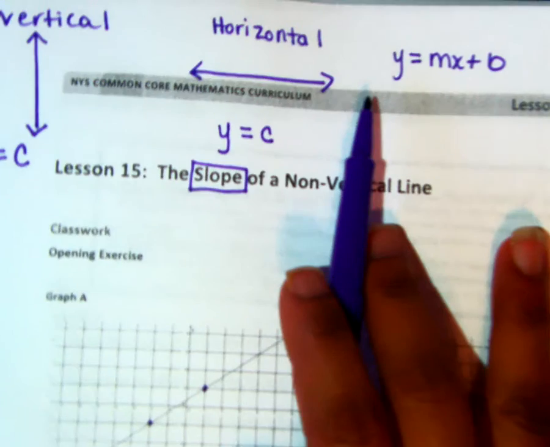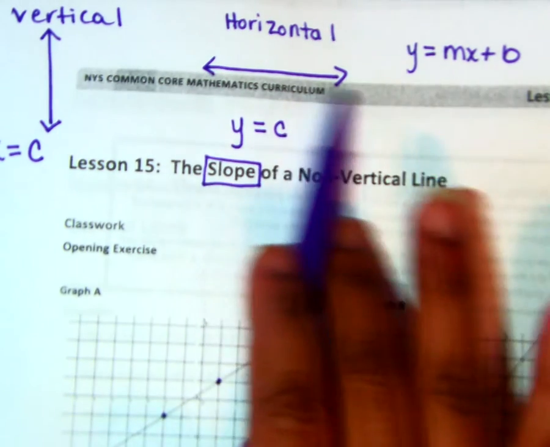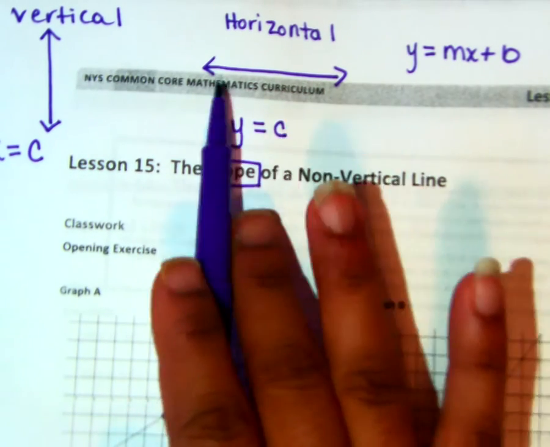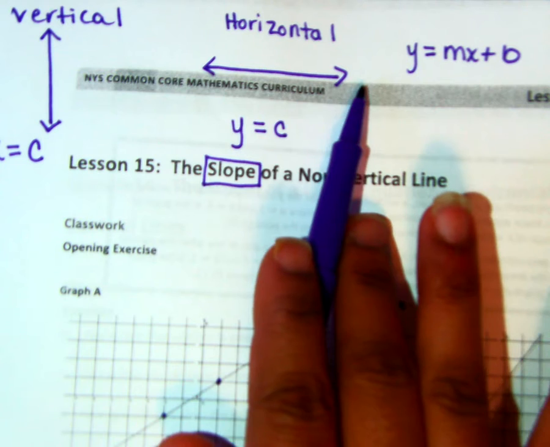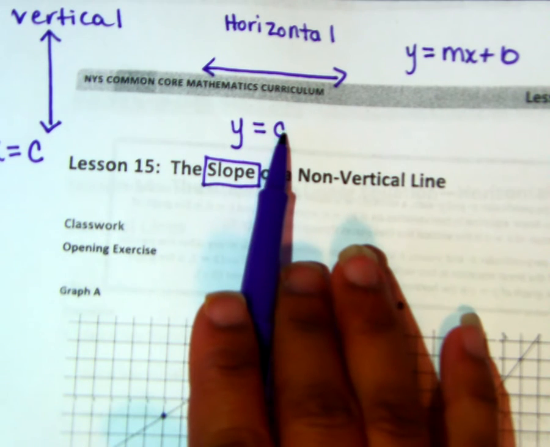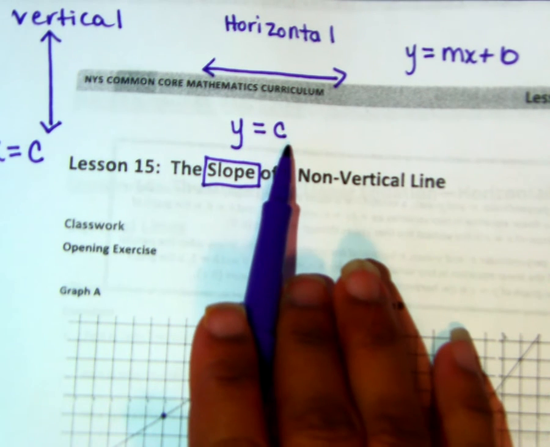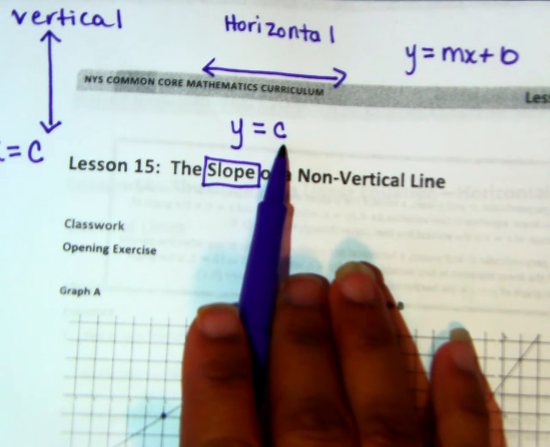Likewise, horizontal lines run left and right like the x-axis. Horizontal lines are represented by the equation y equals c, where c is some constant, some number. Regardless of what our x values are, y will always be the same.